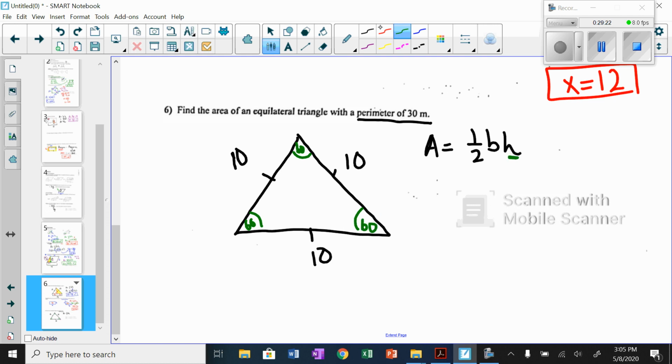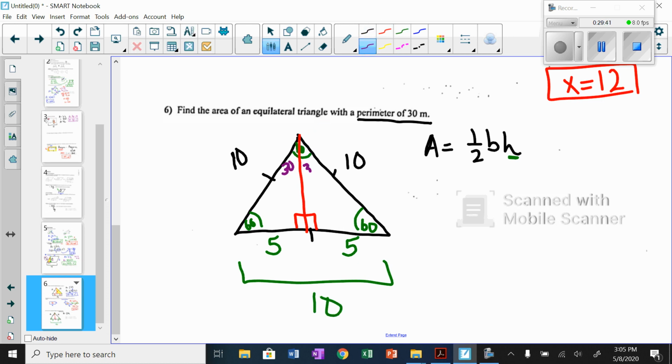Now, remember, a height is made by a right angle, so a segment that makes a right angle. So I'm going to drop down my altitude. When I drop down my altitude, these two triangles end up becoming congruent. So this is 5, this is 5, the whole base is 10. And that top angle gets split into two 30s. So we are dealing with a 30, 60, 90 triangle. Opposite the 30 is x, opposite the 60 is x root 3, opposite the 90 is 2x. So we know opposite the 30 is x, so x is 5, the height is 5 root 3.